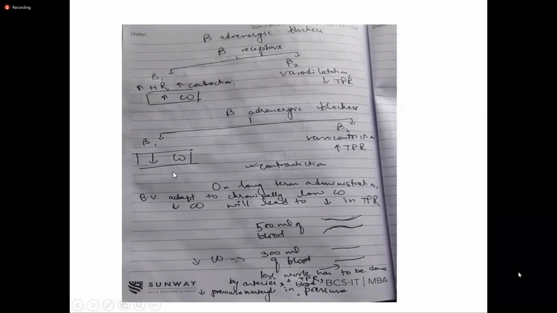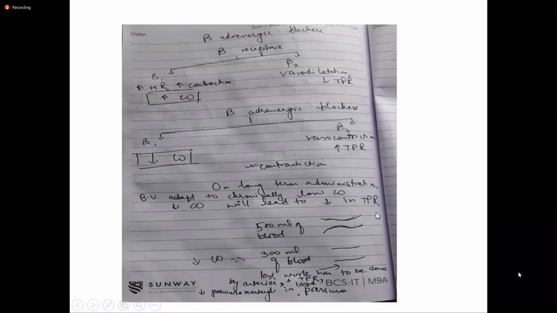So normally per minute, 1000 ml of blood is pumped out from the heart. Decrease in cardiac output reduces that volume, for example from 1000 to 700 or 800 ml per minute pumped out of the heart. So on long-term administration of these beta blockers or propranolol, blood vessels adapt to chronically low cardiac output. The decrease in cardiac output will lead to a decrease in total peripheral resistance.